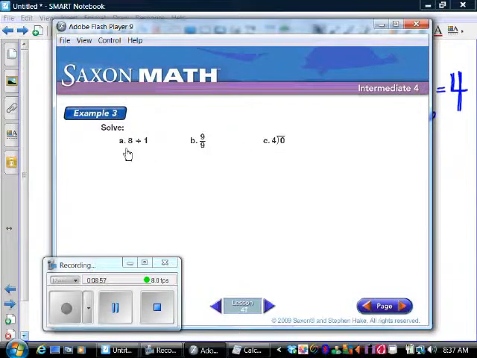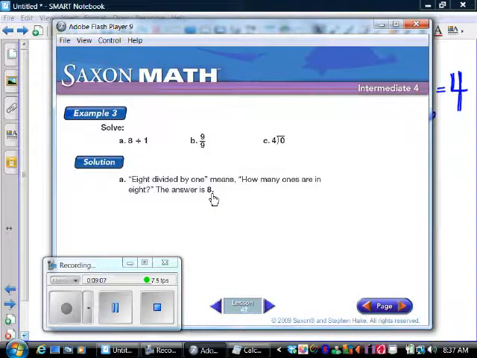Think about groups. Look at A. It says 8 divided by 1. That means if I have 8 kids and I want to divide them up into groups of 1 person each, how many groups will I have? I will have 8. Now look at this one. What if I have 9 kids show up and I need to make groups of 9? How many groups would I have? I'd only have 1.